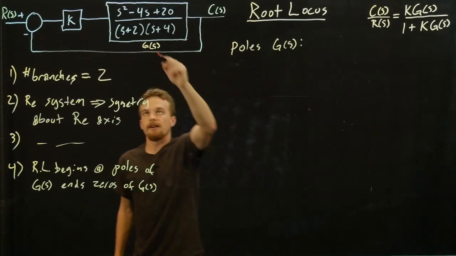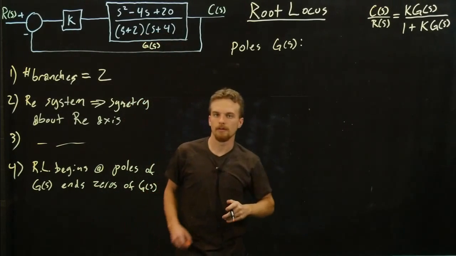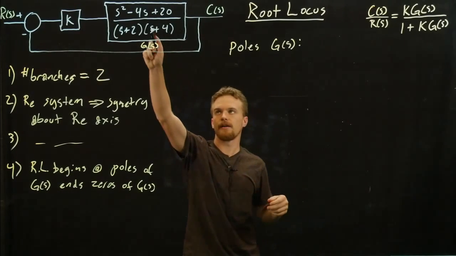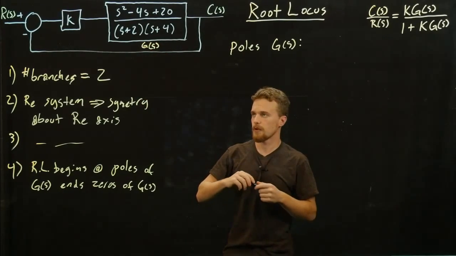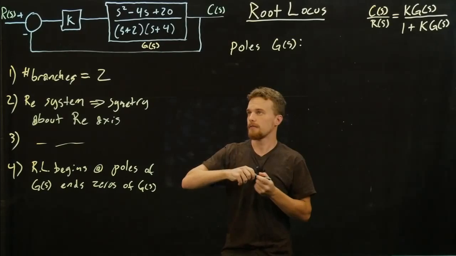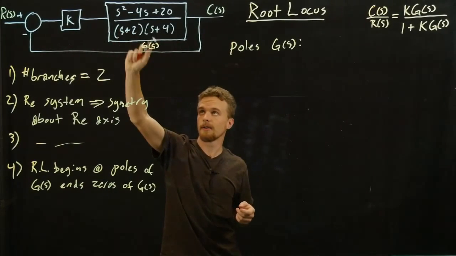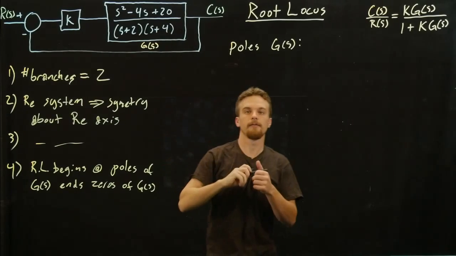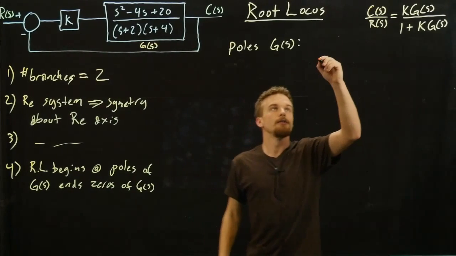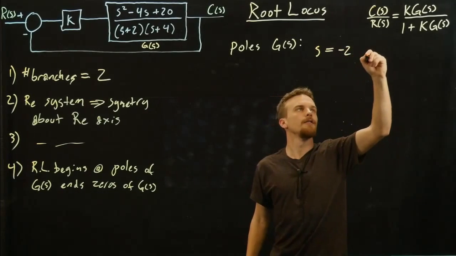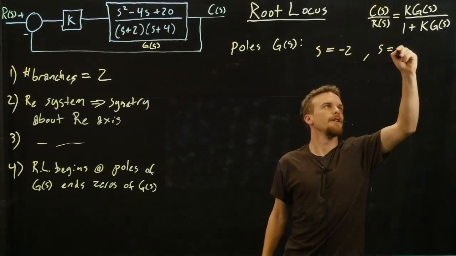The denominator here is already factored. The poles are whatever values of s that result in the denominator being equal to 0. So there's 2 of those values. If we subbed in s equals -2, this term would go to 0. If we sub in s equals -4, that term would go to 0. So the poles of g of s are s is equal to -2, s is equal to -4.